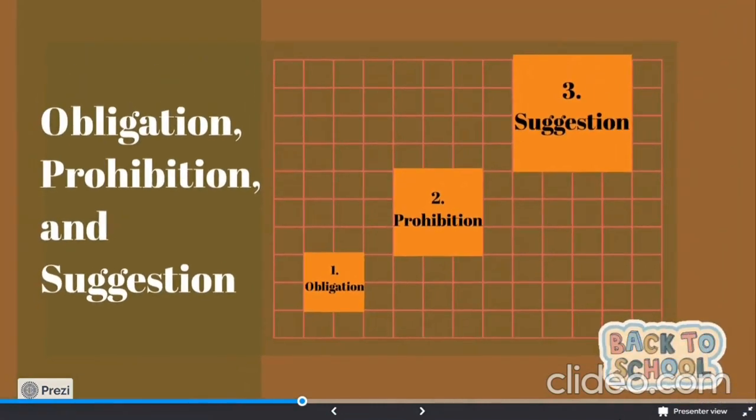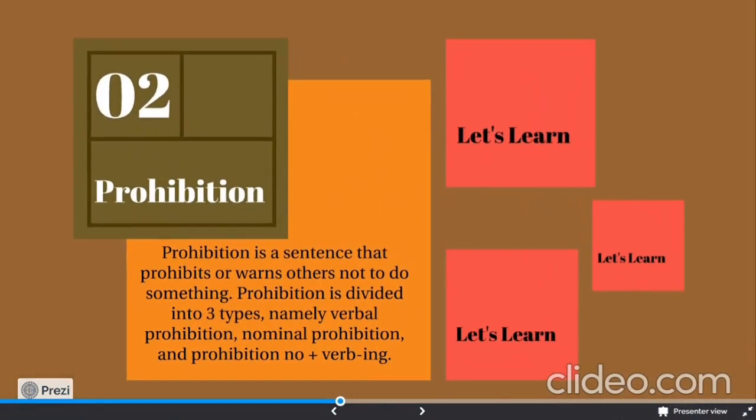The second one is prohibition. Prohibition is a sentence that prohibits or warns others not to do something. Prohibition is divided into three types, namely verbal prohibition, nominal prohibition, and prohibition no plus verb ing.